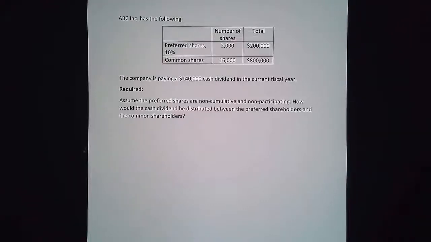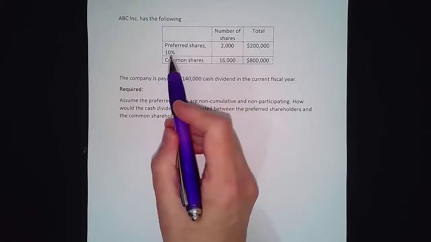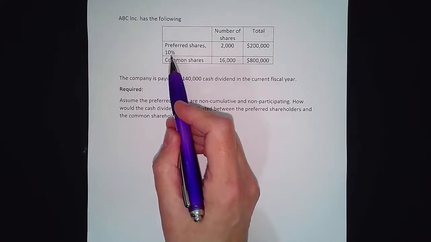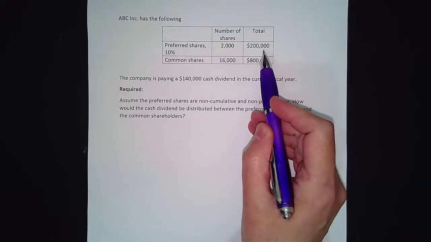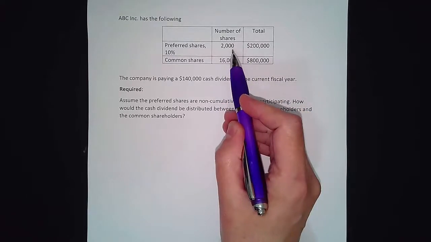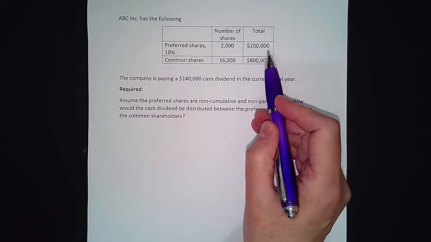In this video, we're going to cover preferred shares, non-cumulative and non-participating. So we've got this question here. ABC Inc. has the following. Preferred shares 10%, meaning that the preferred shares get 10% dividend based on the carrying value of the shares, the original selling price. The number of shares is 2,000 and the total carrying value of the preferred shares is $200,000.